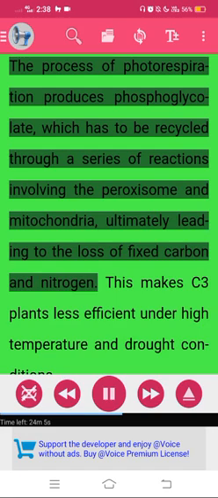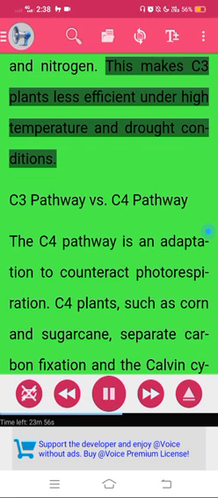The process of photorespiration produces phosphoglycolate, which has to be recycled through a series of reactions involving the peroxisome and mitochondria, ultimately leading to the loss of fixed carbon and nitrogen. This makes C3 plants less efficient under high temperature and drought conditions.